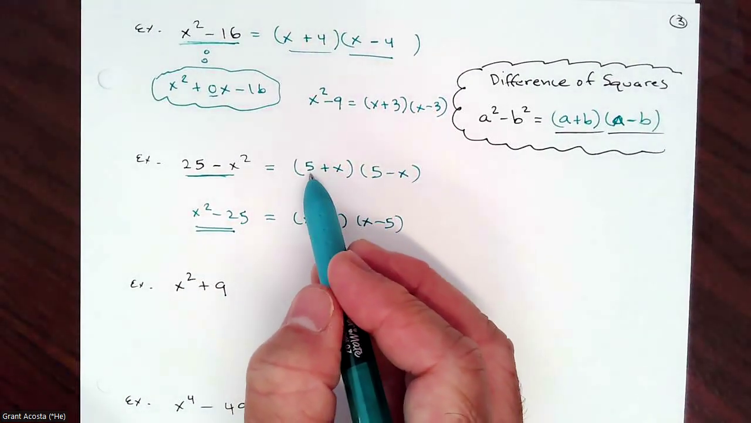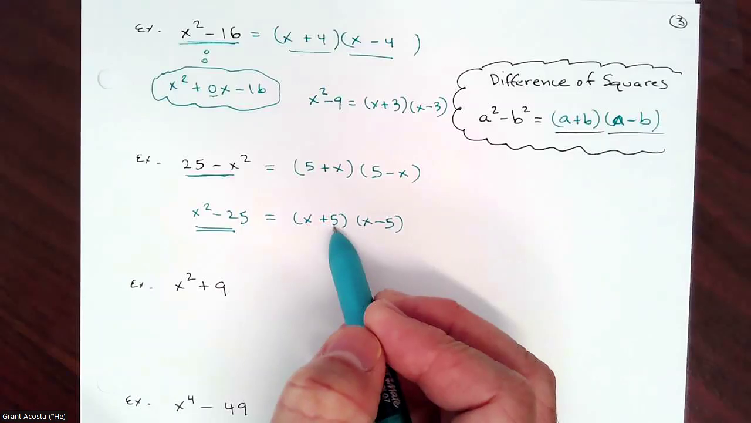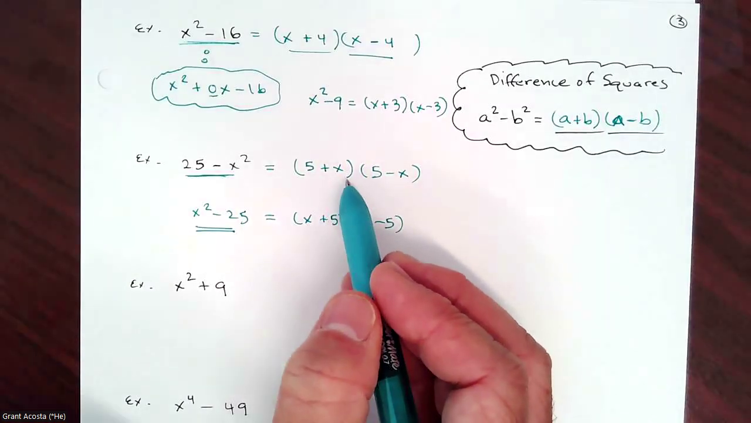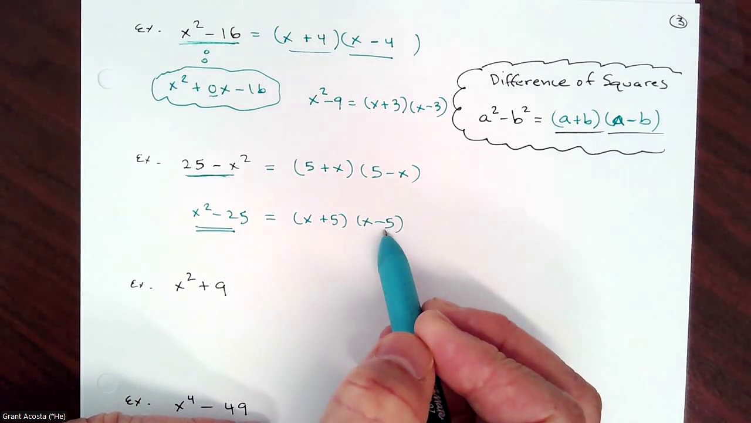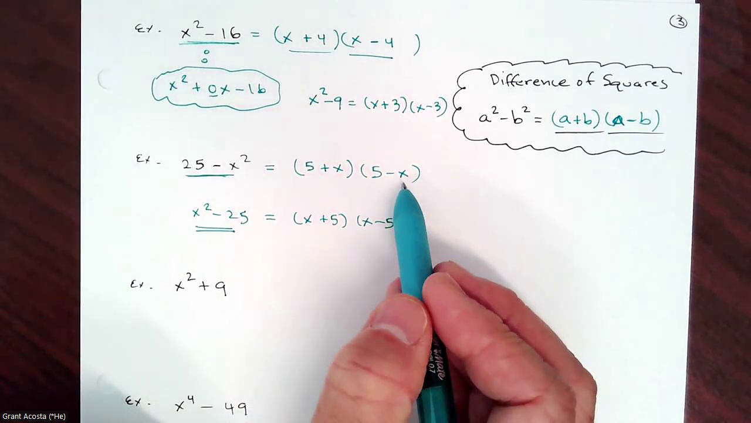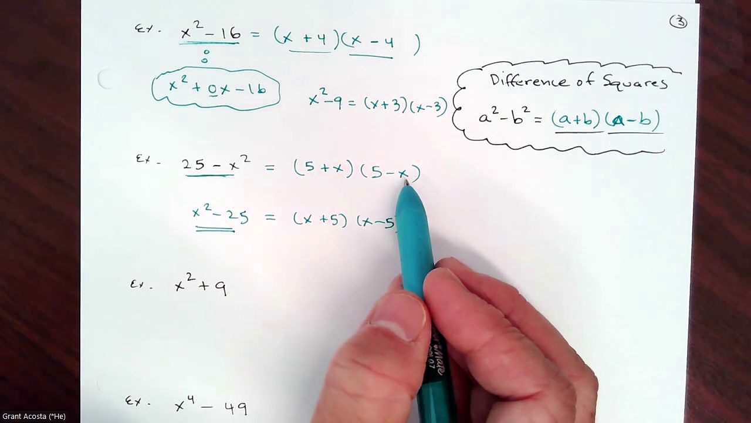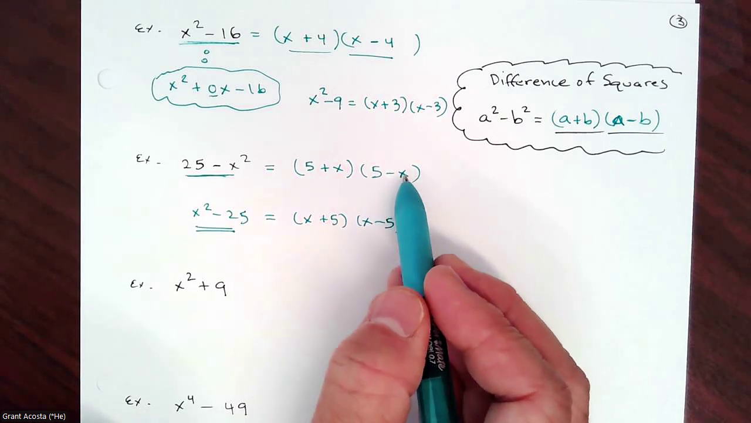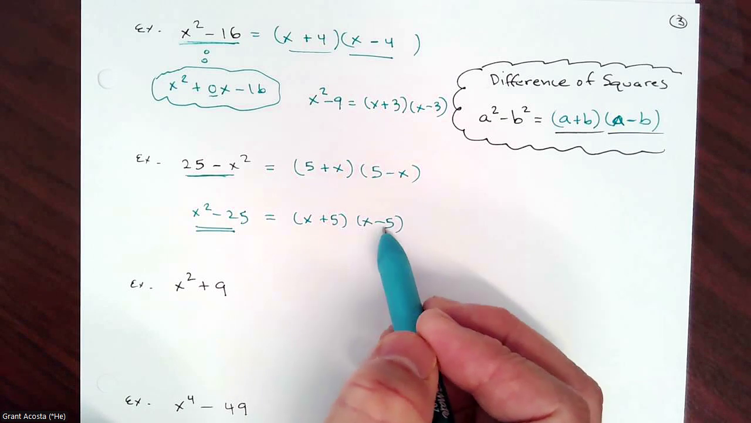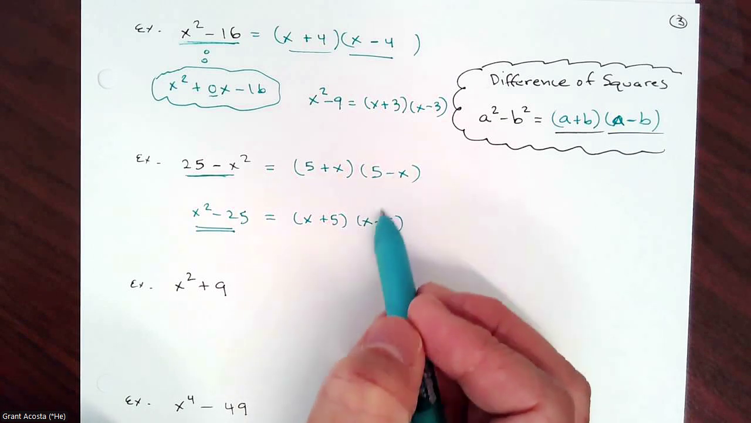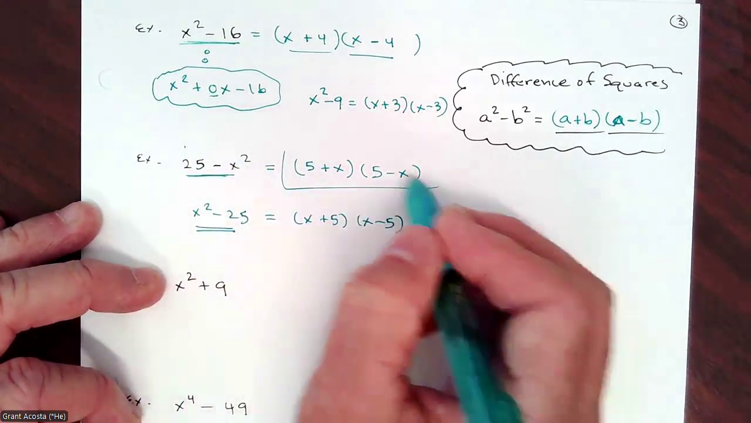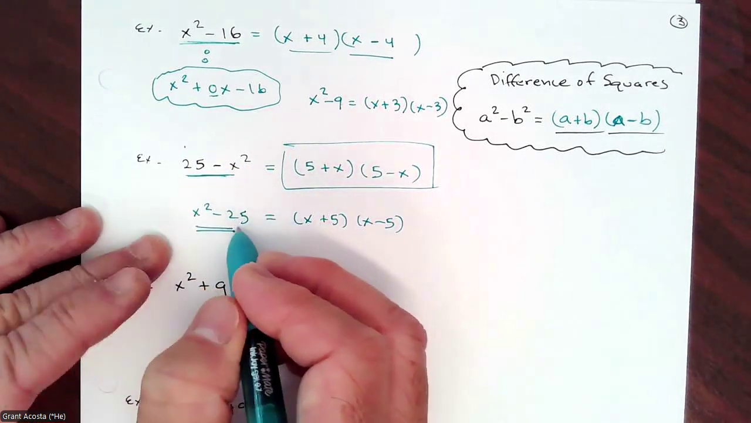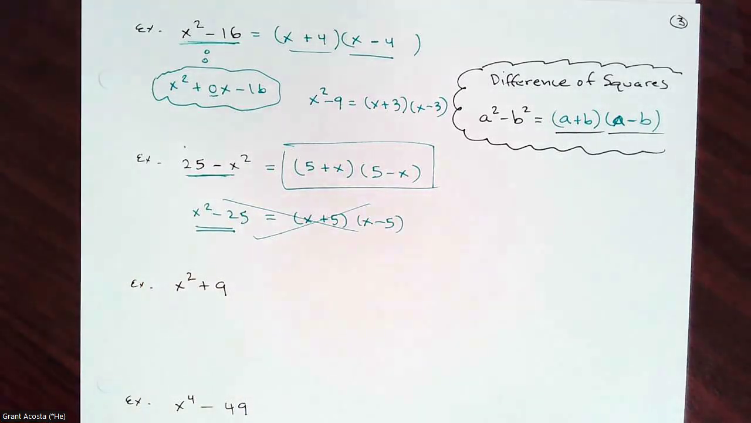And you might say, well, Grant, isn't 5 plus x the same as x plus 5? Because the order of addition doesn't matter. You'd be right. But 5 minus x is not the same as x minus 5. If you're wondering why, pick a value for x. For example, if x was 7, 5 minus 7 is -2, but 7 minus 5 is +2. These two terms are not the same. So this is a separate problem, but it's not the same as this one.